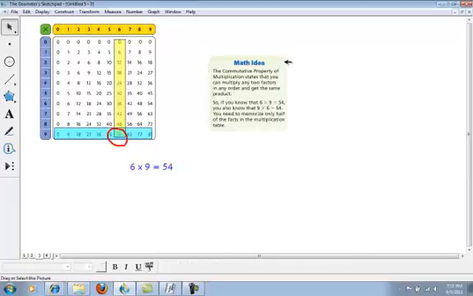Now let's take a look at this math idea over here. The commutative property of multiplication states that you can multiply any 2 factors in any order and get the same product. So if you know that 6 times 9 is 54, you also know that 9 times 6 is 54. You need to memorize only half of the facts in the multiplication table. So if you know your 6's, then you can know 6 times 9. And if you know your 9's, then you would know 9 times 6.